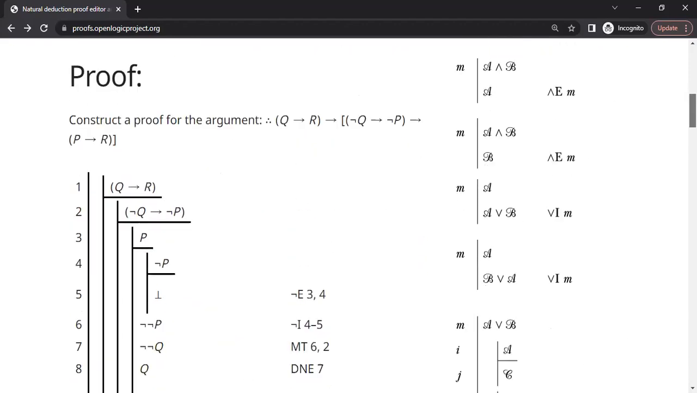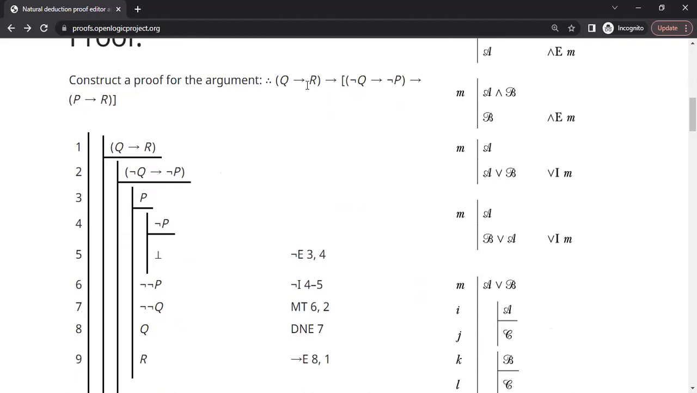All right, so that was quite a bit. We start with Q implies R as an assumption, not Q implies not P as another assumption, P as another assumption. We were able to introduce double negation to the P because the tool doesn't have double negation introduction, so I have to go through this not P introduction and show there's a contradiction. Therefore, it must be not P. That's the wrong assumption. So not P allows us to use modus tollens. That's the reason I put MT 6, 2. So the sixth line combined with the second line will give you not Q.